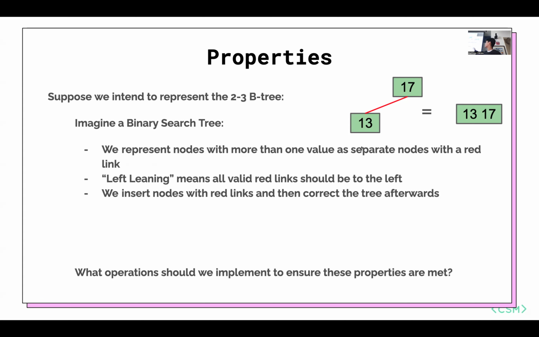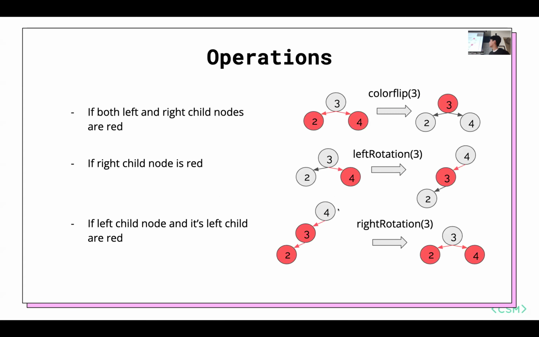So we can't have, let's say, 17 linked to 13 with the red link and then 13 linked to 9 with the red link. That would represent 9, 13, 17 in the B tree, and that would be overloaded. So we would need to do something. So what are the operations that we should implement to ensure that all these properties are met? We have 3 operations: color flip, left rotation, and right rotation.